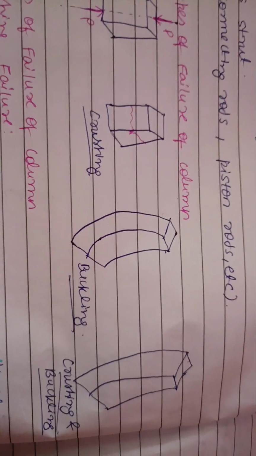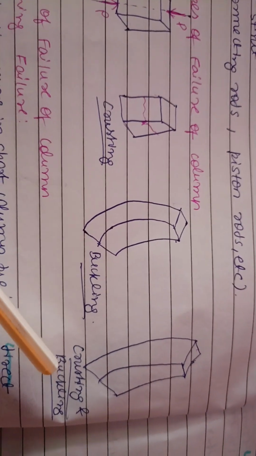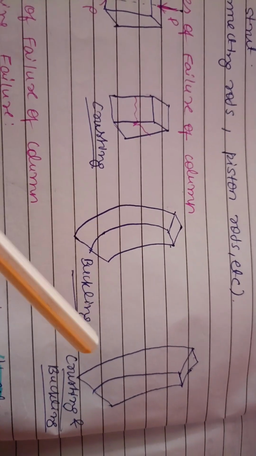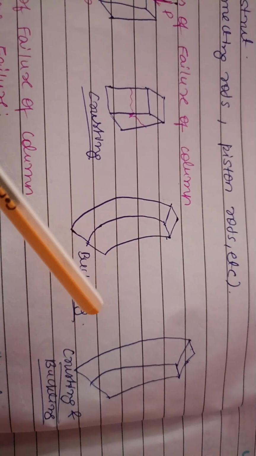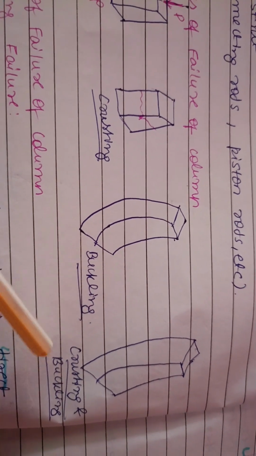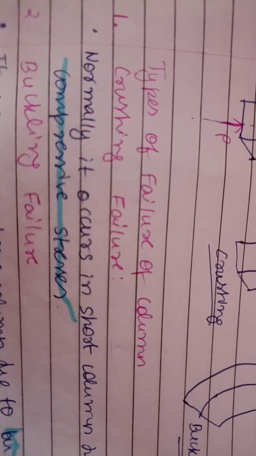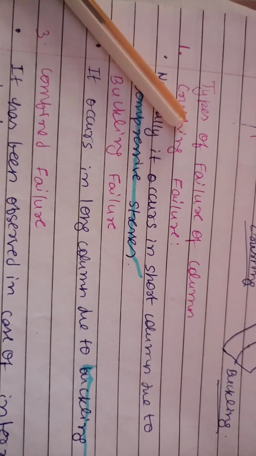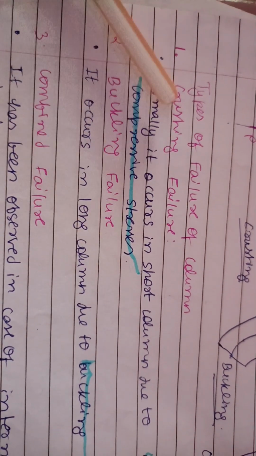Now let us see the definition. If crushing and buckling both occur in a column, then it is known as a crushing and buckling column. Now let us see the types of failure of column.